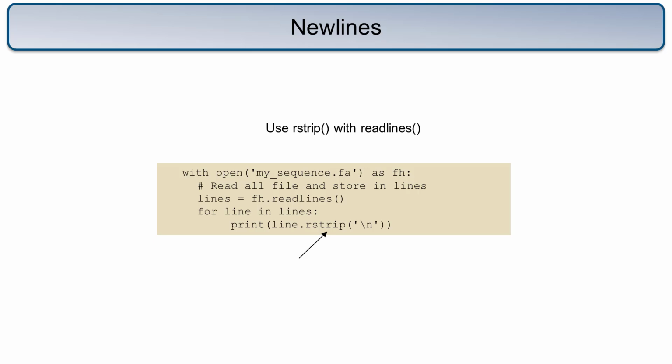First, we use readlines to read and store all lines in a list variable. Thereafter, we iterate over all values in the list using the for loop, and for each value in the list, which is stored in the variable line, we apply rstrip to remove the newline character.